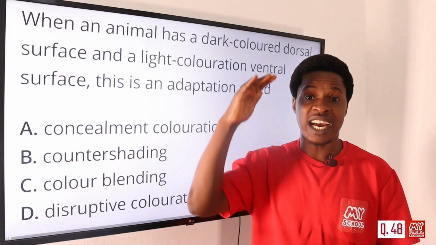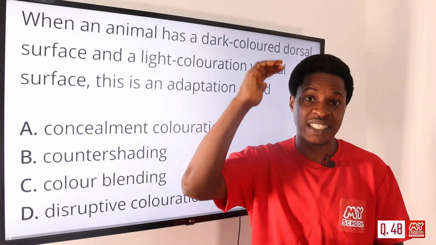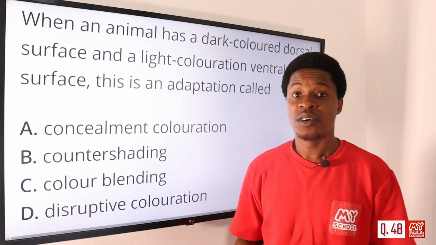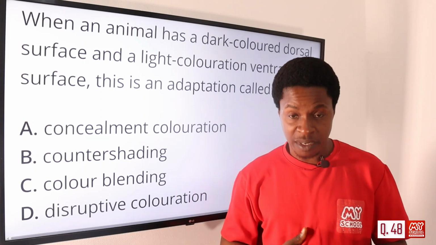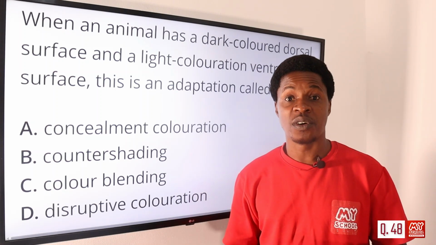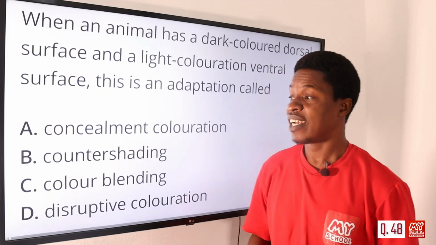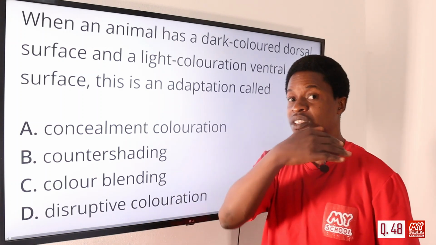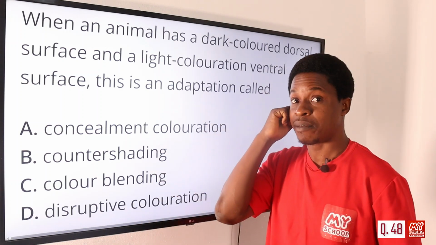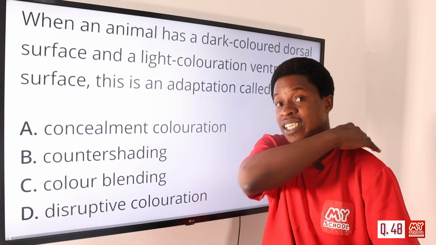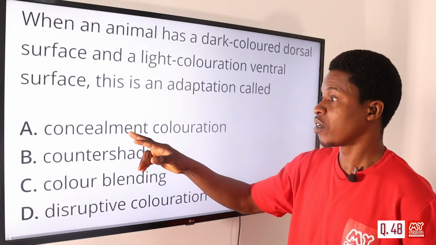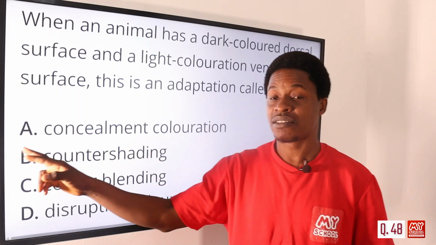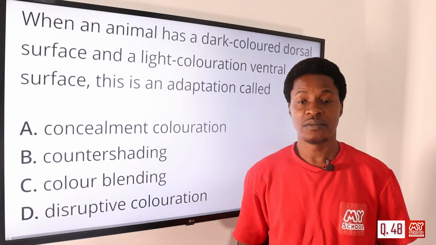The darker part will blend with the environment, and then the predator might not be able to sight and identify them on time because they are blended. The lower part is light in complexion, while the other part is darker in color. That is what we call counter shading. The shades are countering themselves, like a shadow. So it's not concealment coloration, it's not color blending, it's not disruptive coloration, it is counter shading. So the correct answer is option B.